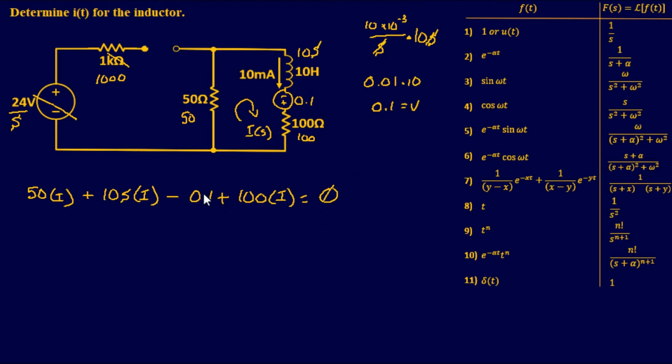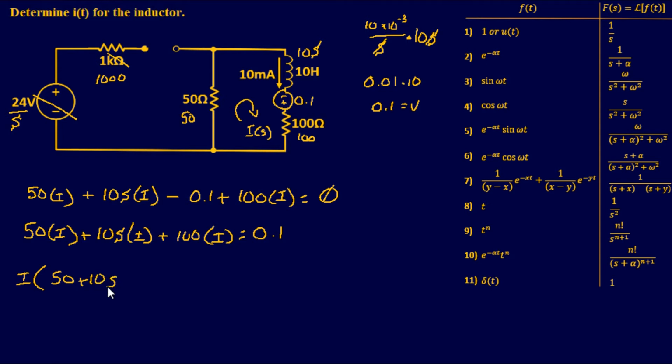And same thing, I'm going to go ahead and isolate my voltage to the other side of the equation, so I'm going to say 50 times I plus 10S times I plus 100 I equals 0.1. So far so good. This isn't too bad at all. And of course I'm going to do the same thing, going to isolate my current all by itself. So I'm going to say my current is multiplied times 50 plus 10S plus 100. And that's going to equal 0.1.